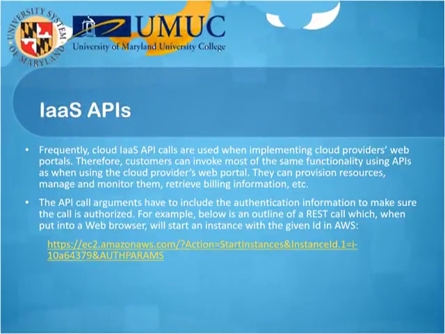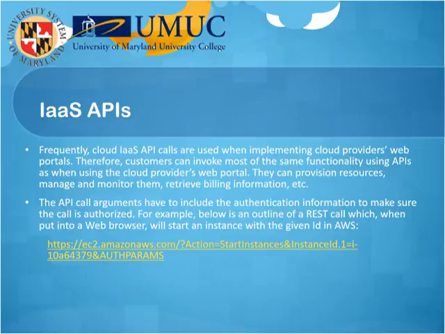Infrastructure as a Service APIs. In most cases, cloud infrastructure as a service providers use their API call libraries when implementing their web portals. Therefore, customers can invoke most of the same functionality using APIs as when using the cloud provider's web portal in a browser. They can provision resources, manage and monitor them, retrieve billing information, etc.